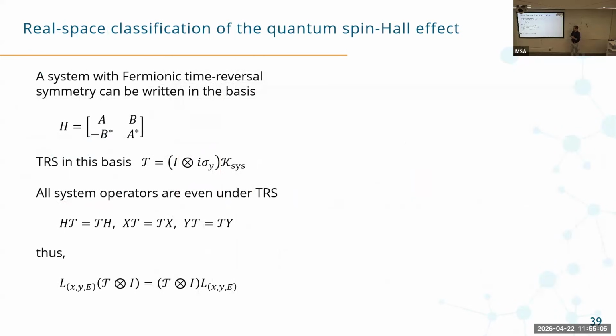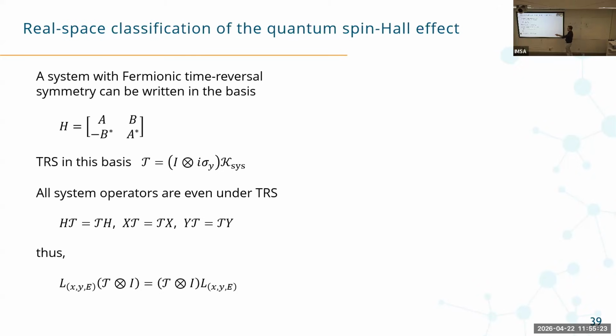I have 3 minutes left, so I want to briefly describe how we do classification for the quantum spin Hall effect, again emphasizing how we would put symmetries into this theory.